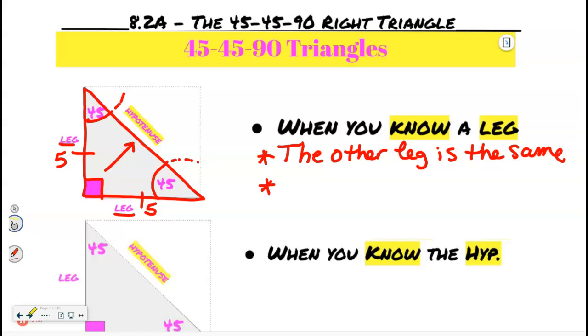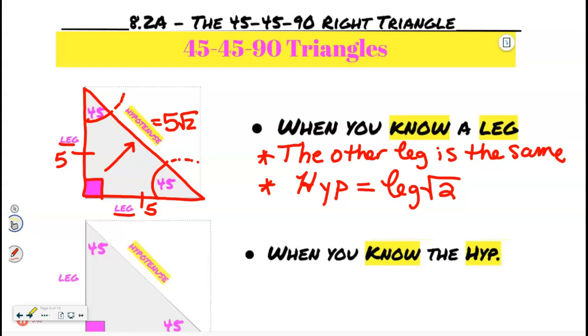The other thing we know is that the hypotenuse, I'm just going to write it short because that's a long word, but let me write it correctly. The hypotenuse is equal to whatever the leg was times the square root of 2. So on this one over here, the hypotenuse is equal to whatever the leg was times the square root of 2. So it's really easy if you know the leg.